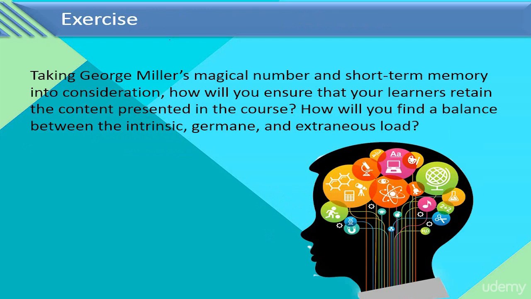I know we've covered a lot of information here, so let's see how you can apply it. Taking George Miller's magical number and short-term memory into consideration, how will you ensure that your learners retain the content presented in the course? Also, how will you find balance between the intrinsic, germane, and extraneous loads? Remember that finding a balance between all three types of cognitive loads is key to effective course design. However, you should aim towards maximizing the germane cognitive load and minimizing the extraneous or irrelevant cognitive load.